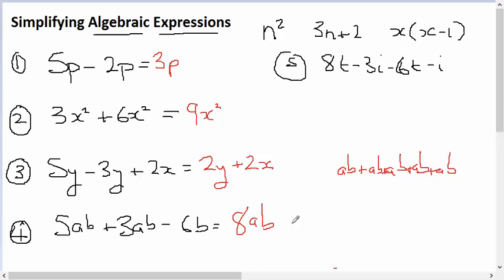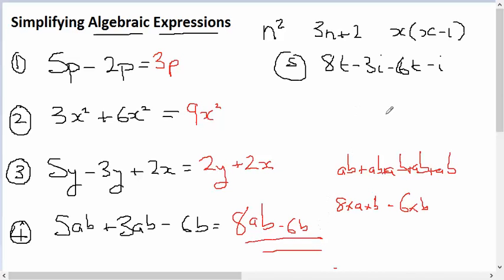And then again, you might think, well, I could take away 6b, but b is very different to a times b. What we have there is 8 times a times b, and then take away 6 times b. Well, there's nothing we can do to combine these two things. They're very different things. 8ab is very different to 6b. We can't simplify them and we can't combine them in any way. So we're just going to leave it like that.